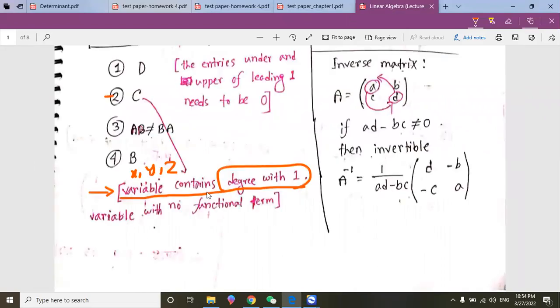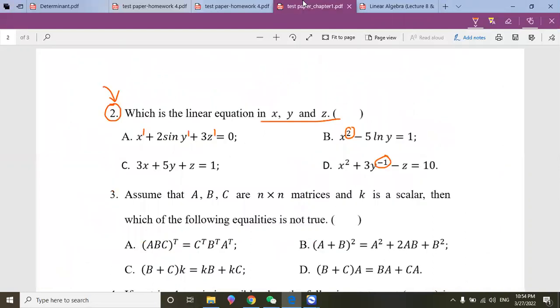So for a linear system, the variables must contain degree 1, and there must be no functional term. That means there is no xy, no ln y, no sin y. We cannot take any functional value. That is called a linear system. So the answer will be C. Why? Because here we have sin y, which is a sine function of y. That's why this is not our answer.